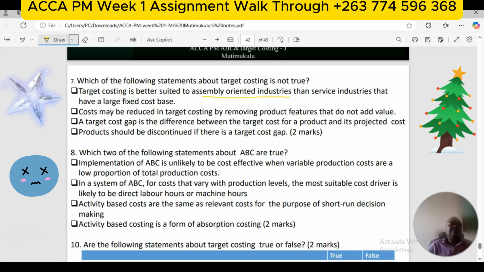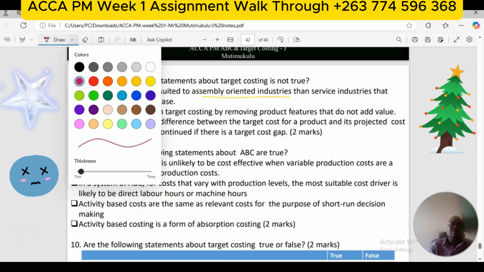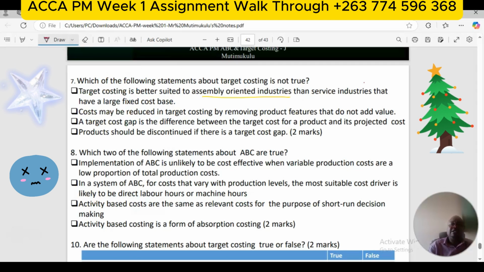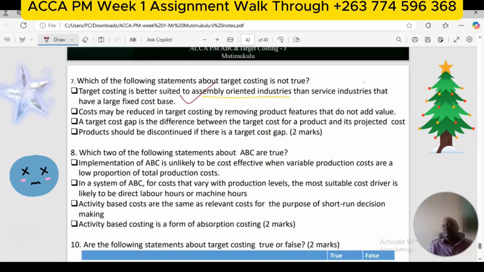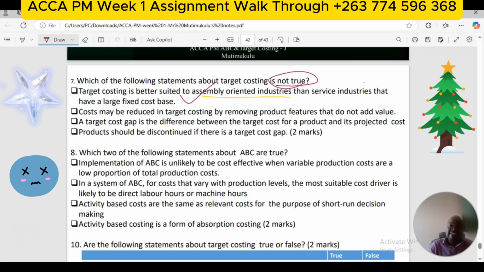Okay, and this is because their production costs are a little bit fixed. They do not normally vary, okay, or fluctuate. So this could be true, right? But the question says which one is not true. So in that case, we cancel it out. That's not true.